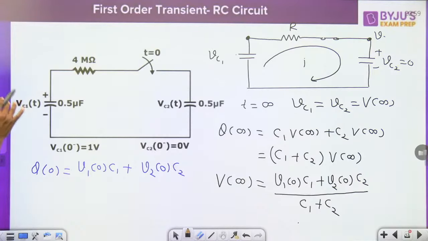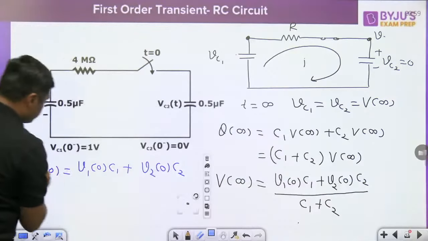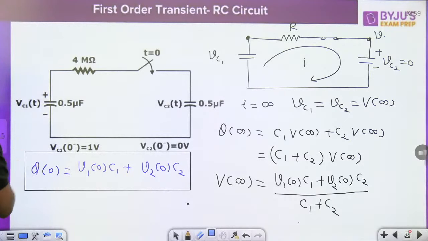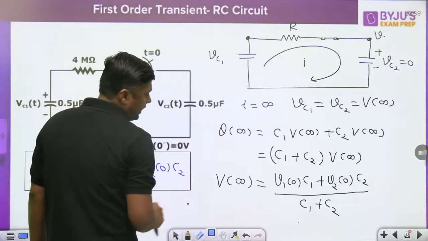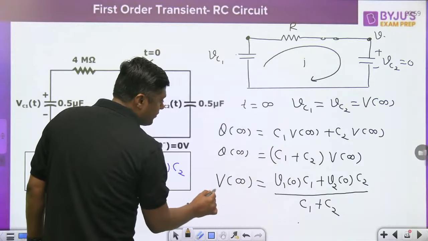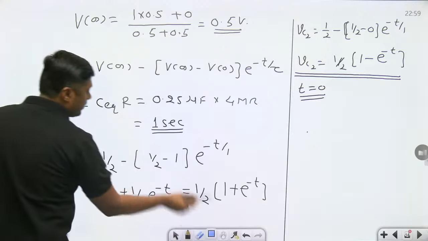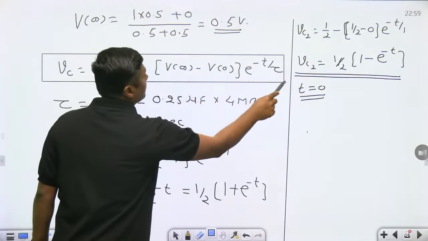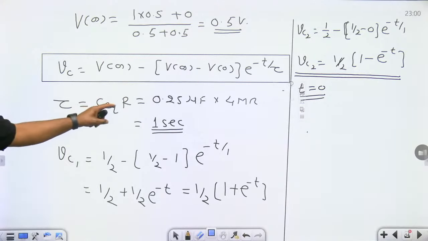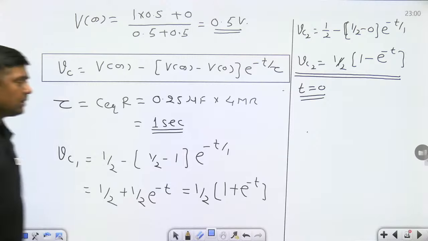So this question is very, very important. This is the first general answer. Remember how we can find Q0, then Q infinite, equate these two and get V infinite, and then finally use this formula. This is very, very important. Then tau is C equivalent times R, that is the time constant. Both the capacitors are in series, and that is the answer.